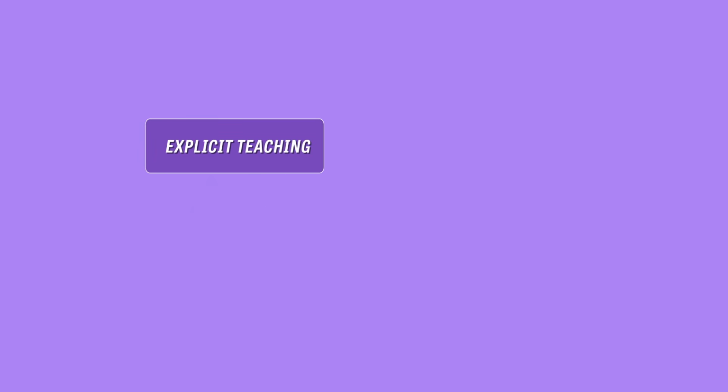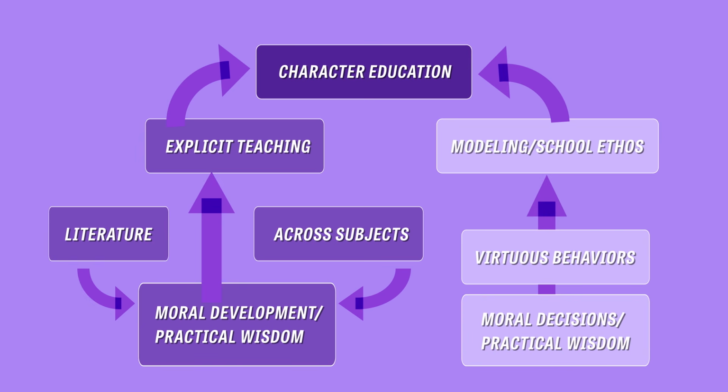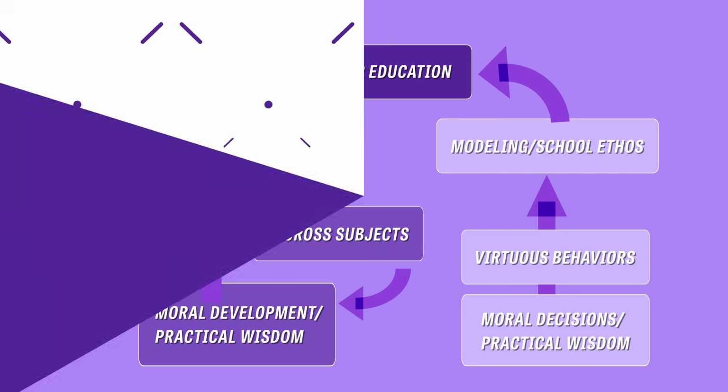Explicit teaching might include focusing on character virtues and decision-making, and taking the time to teach both across subject areas. Modeling includes exhibiting positive virtue dispositions, demonstrating moral decision-making that considers all stakeholders and the betterment of society, and developing a school ethos that embodies the same.